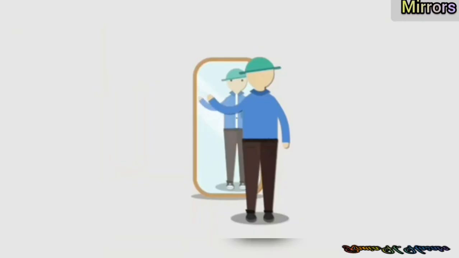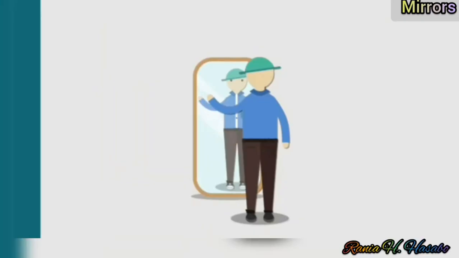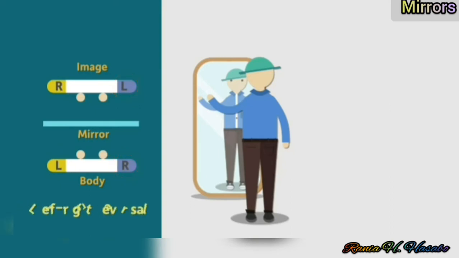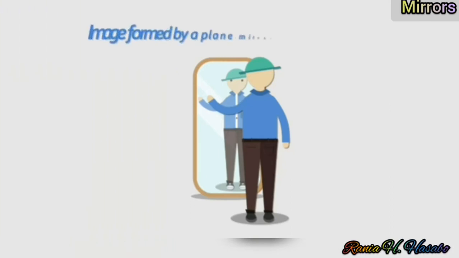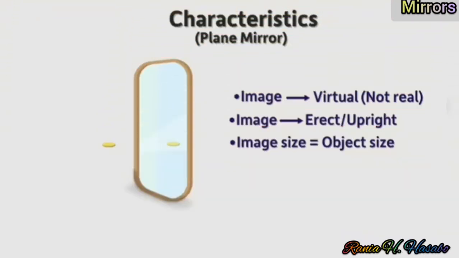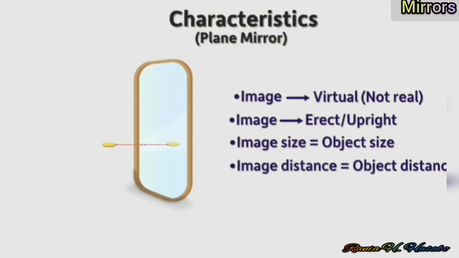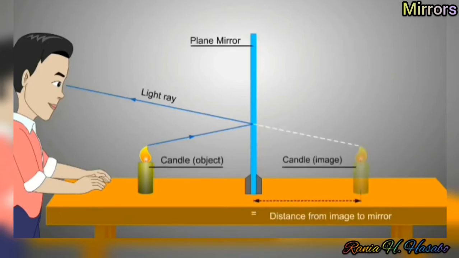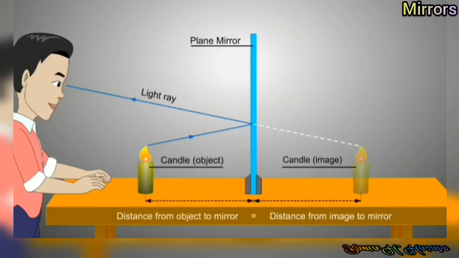When you look at a plane mirror, you find that the image formed is laterally inverted. If you raise your left arm, you find that your image raises the right arm. Left-right reversal. So the image formed by a plane mirror is laterally inverted. The fourth property of the plane mirror: the image distance equals the object distance. If you look at a candle in the plane mirror, you find that the distance from the object, the candle, to the mirror is equal to the distance from the image to the mirror.